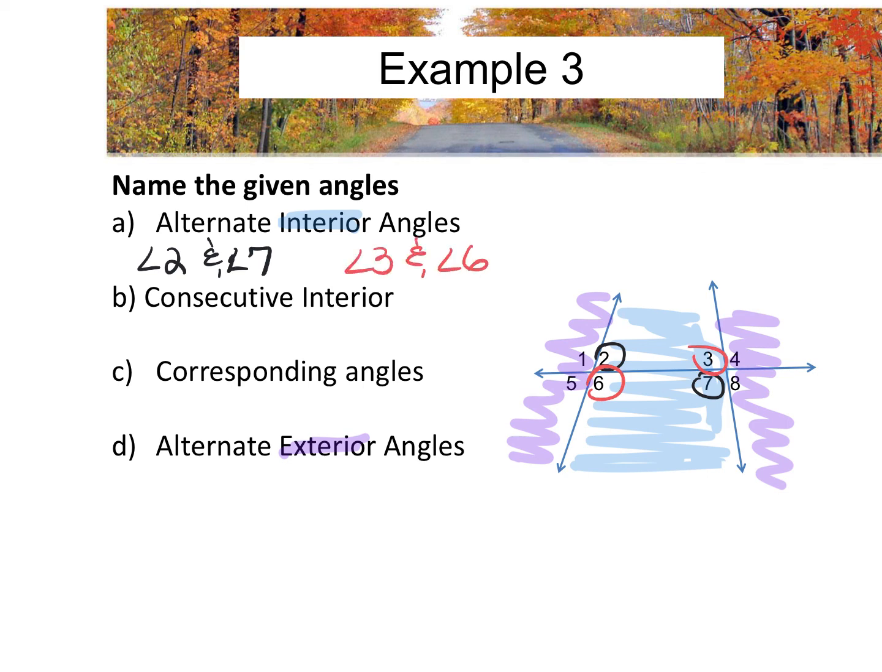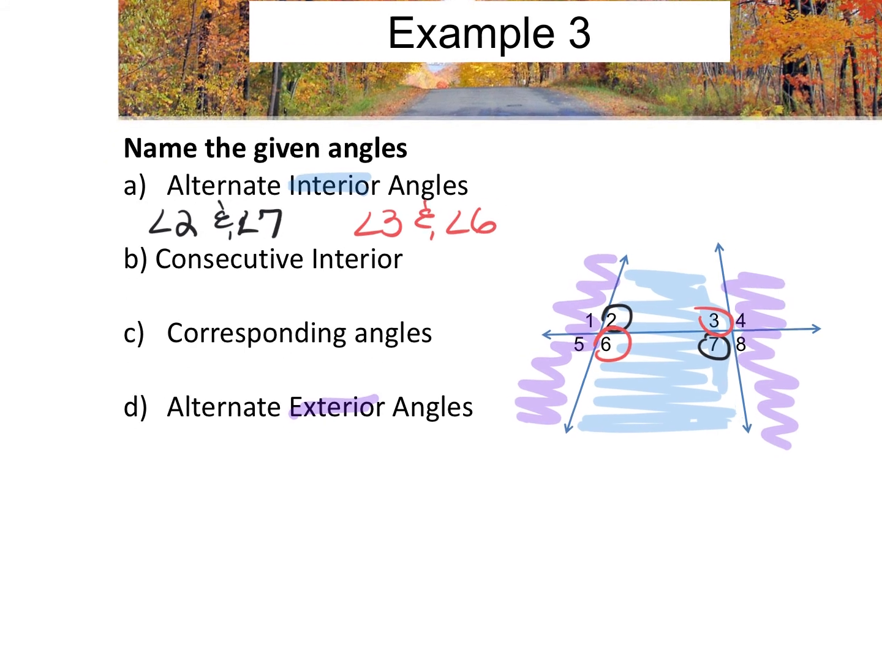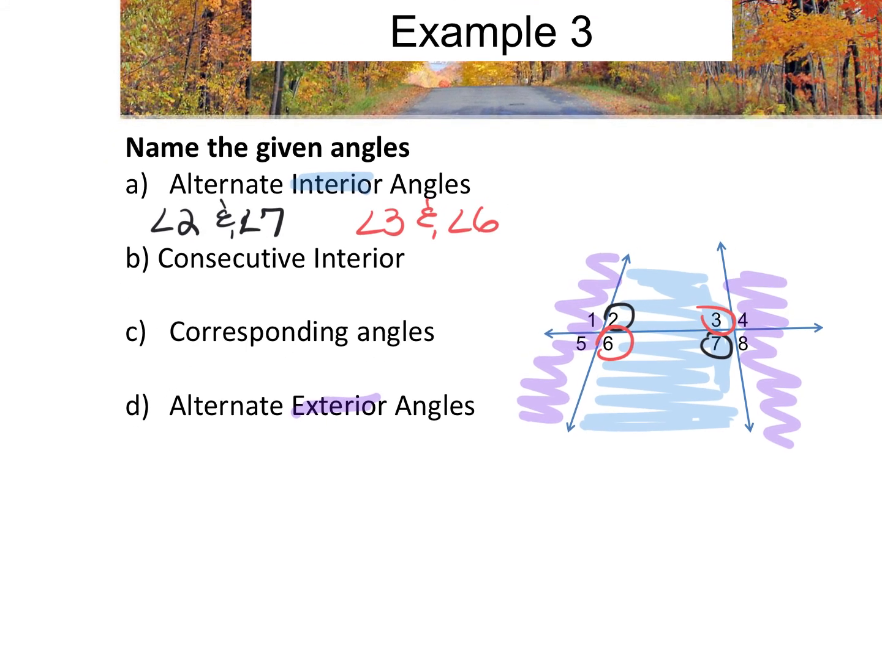And now that I've got it colored in, let me go ahead and do the exterior angles while I'm here. Let me jump down to D. So my alternate exterior would be 1 and 8. They're on opposite sides of the transversal. And then 5 and 4.